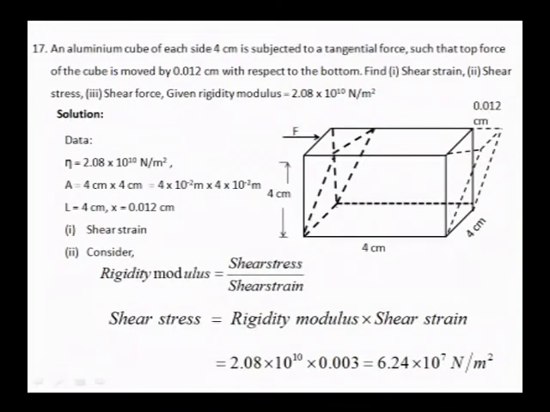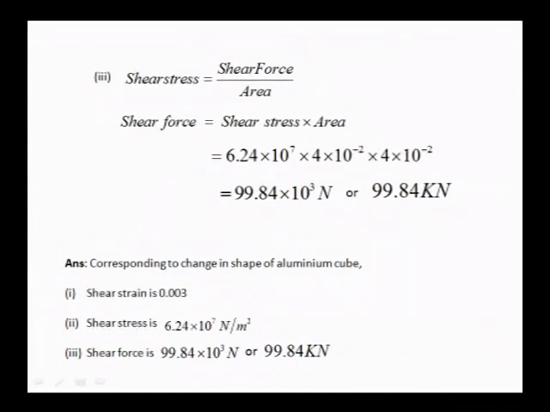So, substituting the values, we get the shear stress as 6.24 into 10 to the power of 7 Newton per meter square, and shear stress is equal to shear force per unit area, or shear force is equal to stress into area. So, we get the force as 99.84 kilo Newtons. So, the shear strain is 0.003, shear stress is 6.24 into 10 to the power of 7 Newton per meter square, and shear force is 99.84 kilo Newton.